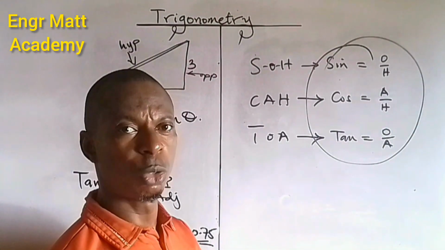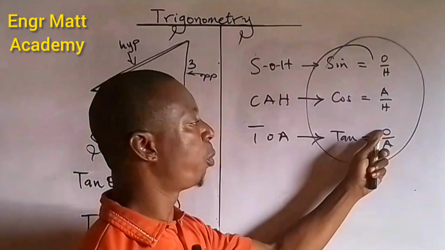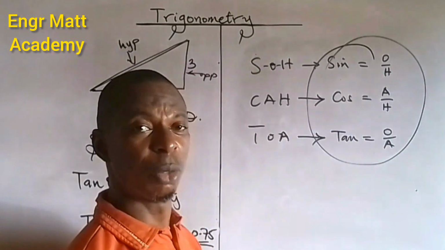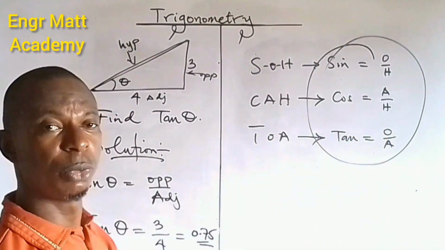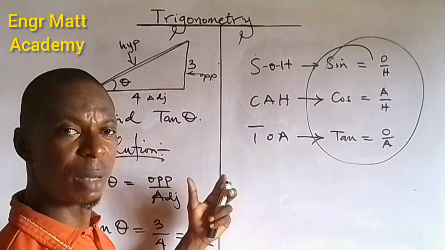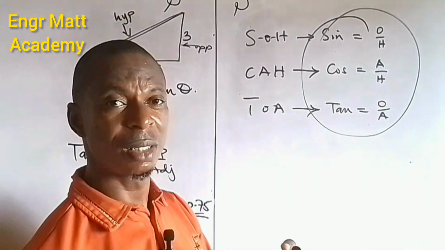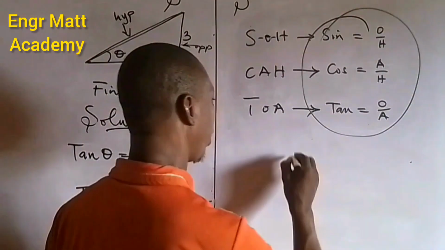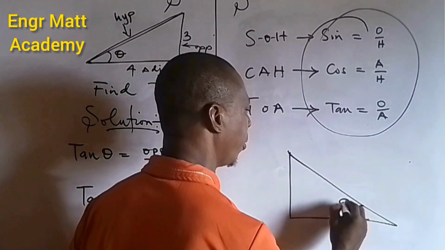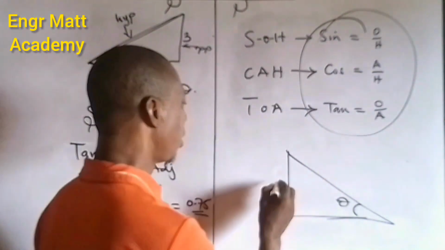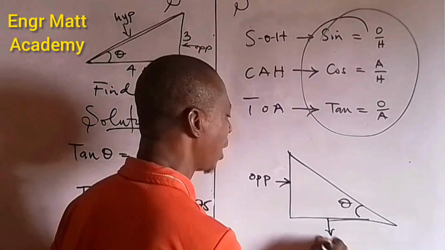Common mistakes you should watch out for. Students miss marks because they mix up opposite and adjacent. They take the opposite to mean the adjacent and the adjacent to mean the opposite. And once they do that, they've lost marks. Another thing is to know that opposite and adjacent are not fixed. For instance, if we have a triangle such as this and we have theta here, what does this tell us? This is the opposite and this is the adjacent.